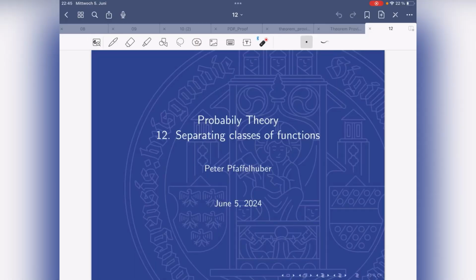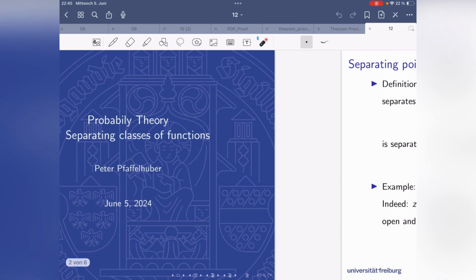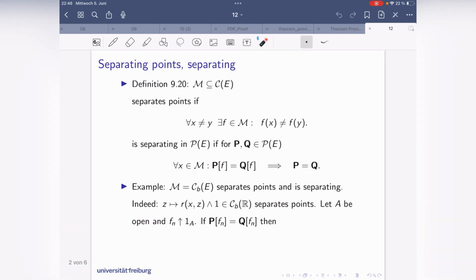Separating classes of functions. We need to start with some definitions. And there are two definitions here actually. One is separating points and the other one is separating, which are two, at first sight, completely different things. And then we will show when the two actually coincide. So first, separating points is something very, very simple.